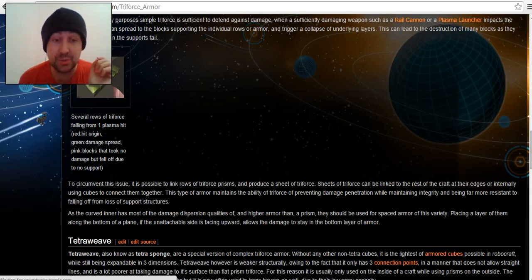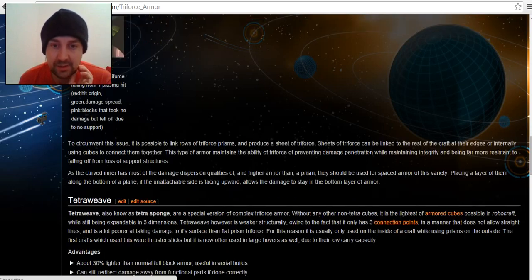To circumvent this issue, it is possible to link rows of Triforce prisms and produce a sheet of Triforce. Sheets of Triforce can be linked to the rest of the craft at their edges or internally using cubes to connect them together. This type of armor maintains the ability of Triforce of preventing damage penetration while maintaining integrity and being far more resistant to falling off from loss of support structures.